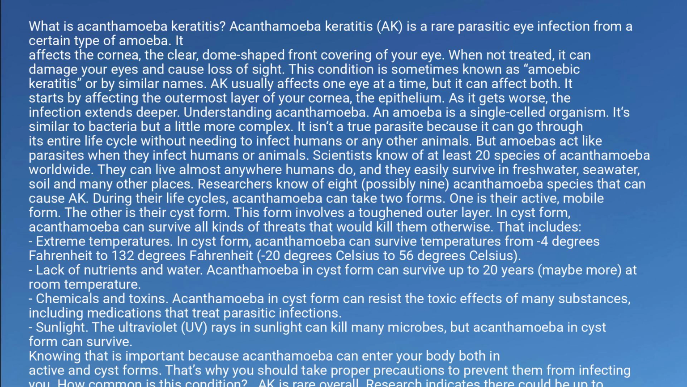AK usually affects one eye at a time, but it can affect both. It starts by affecting the outermost layer of your cornea, the epithelium. As it gets worse, the infection extends deeper.